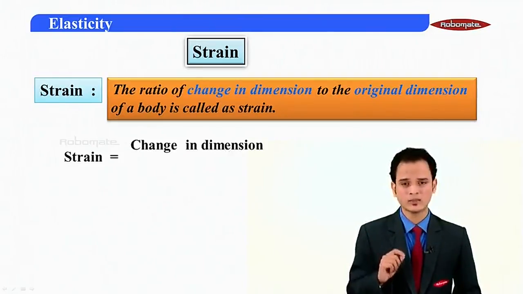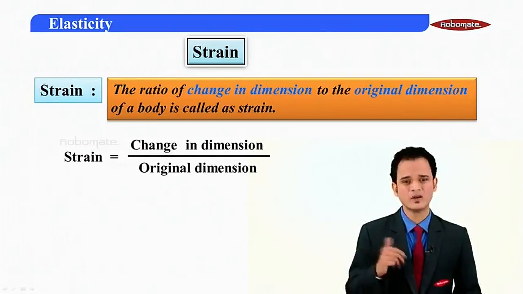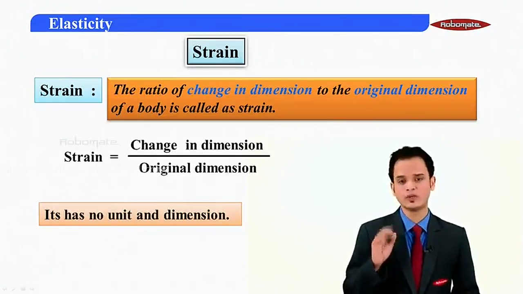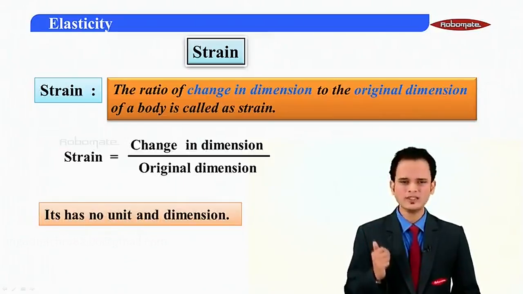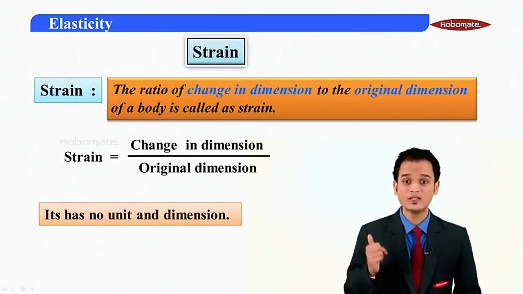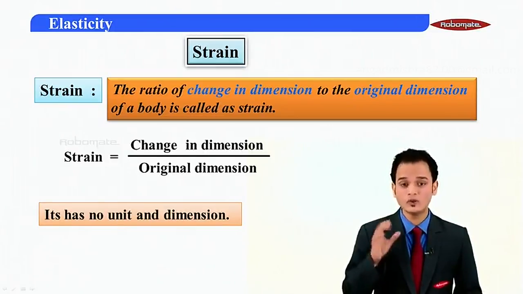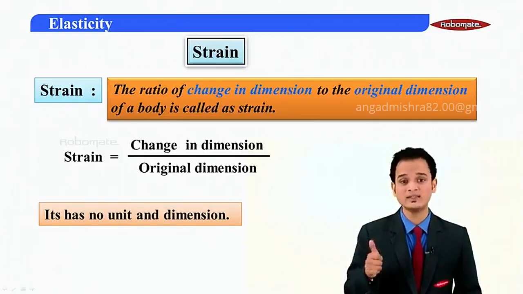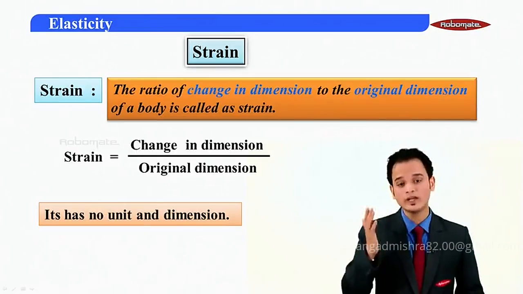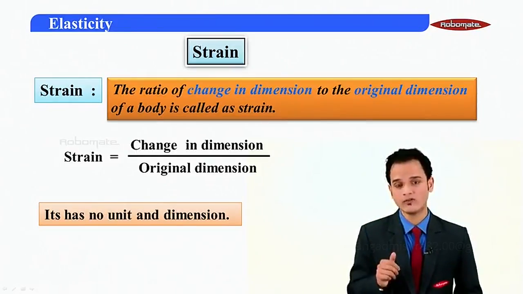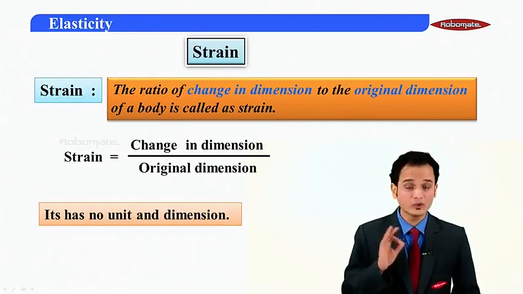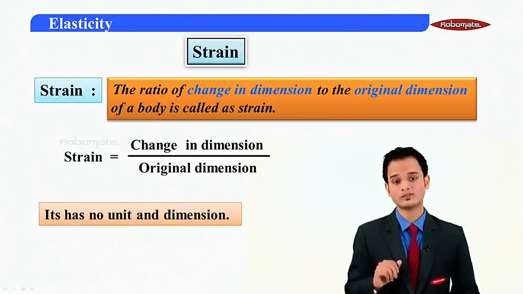Let us go ahead and see the mathematical formula. Change in dimension upon original dimension. Now students, strain does not have any unit or any dimension. How come this happens? Students, in the numerator we have length, in the denominator also we have length. So no matter what the entity is, length, diameter, etc., the units of numerator and denominator are going to cancel off. That is why we have strain with no units and no dimensions.